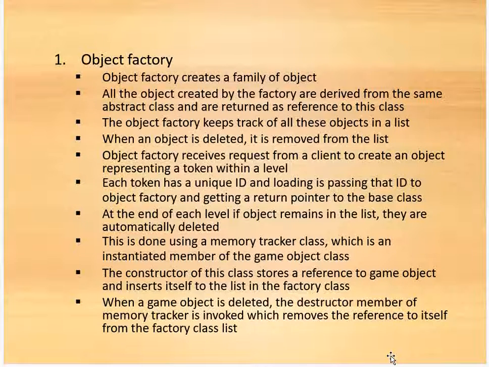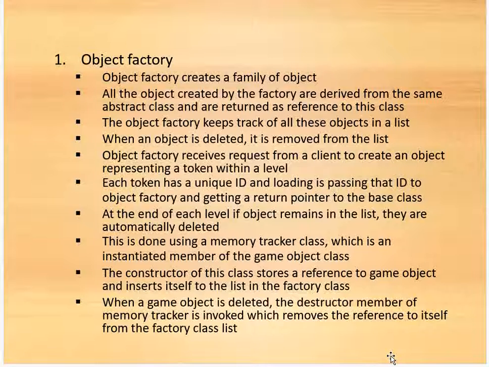We will see what the main functionality of this pattern is and how it works. The object factory creates a family of objects. All the objects created by the factory are derived from the same abstract class, and they are returned as a reference to this class. Again, the object factory keeps track of all the objects in a list.